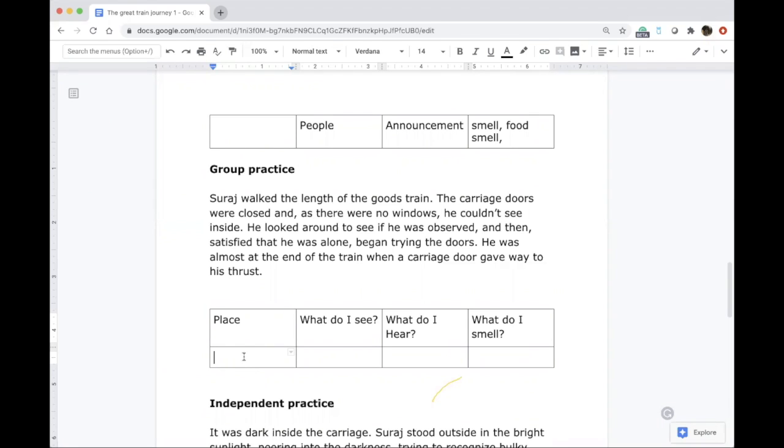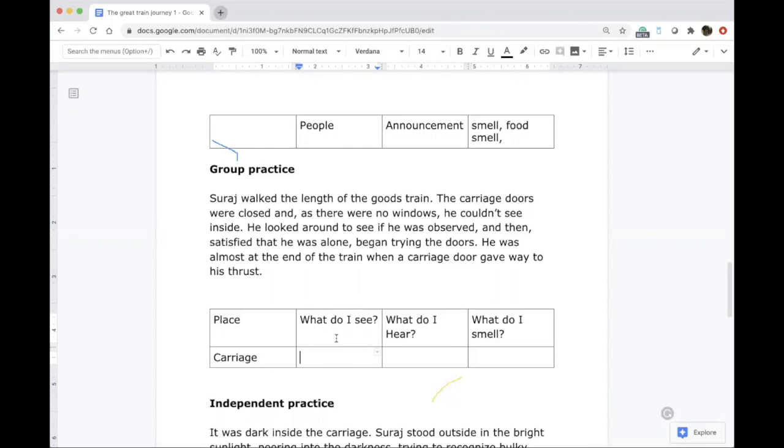Sir, I can. Yes, Gokul. Sir, in the train, sir. In the stationery. So we will select the carriage. Gokul is saying the carriage, right? Carriage is a setting because what event is happening in the carriage? Remember, Suraj is doing something near the carriage. So that is the event happening. Where is it happening? In the carriage. So that is the setting.